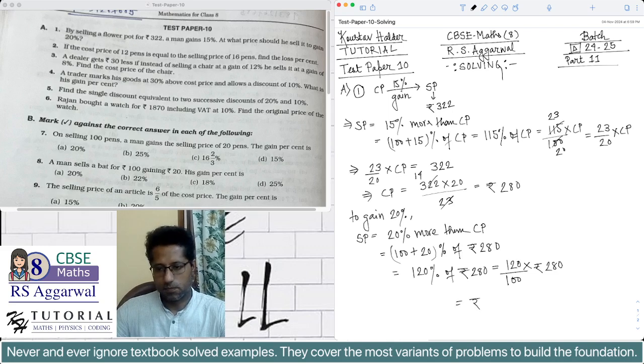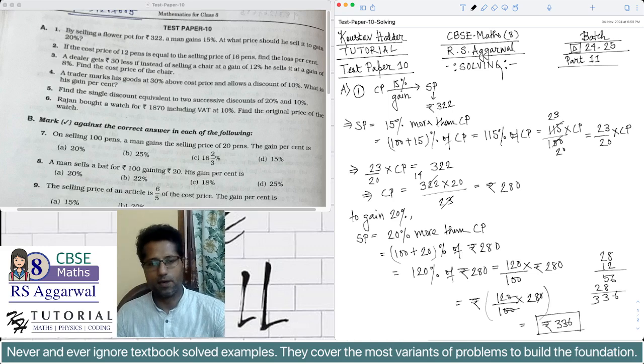This is equal to rupees 120 by 100 multiplied by 280. All zeros cancel out and we have 28 multiplied by 12. This is 56 and 28, which is 336. So this is equal to rupees 336. So this must be the selling price to have a gain of 20% based on the cost price that we have computed to be rupees 280.